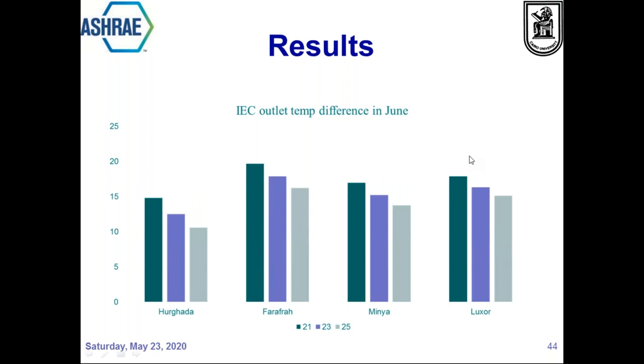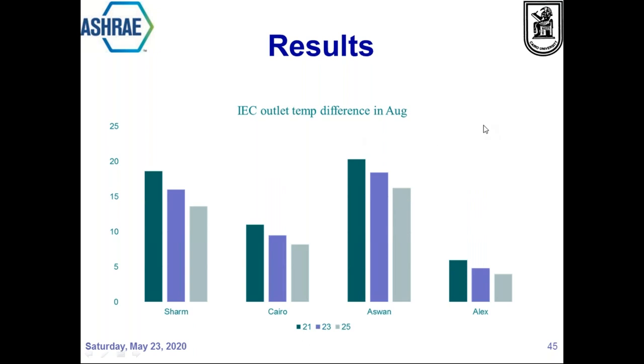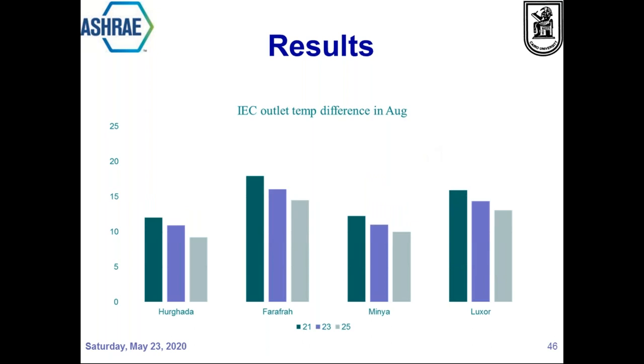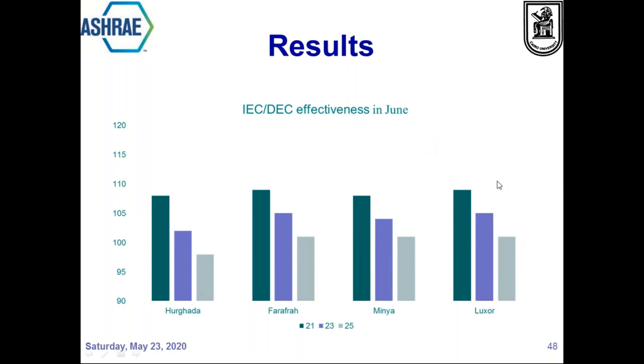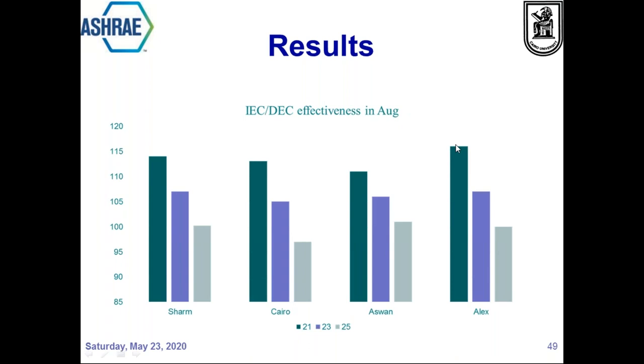If we go further, that's in June. And here also in different cities, in August, and so on. And that's all by simulating and doing measurements, repeating the measurements, typically 100 times until we have a steady state condition. Here in August, and also here in June, but in Alex. So these are the effectiveness. In different cities, the effectiveness is more than 100%.